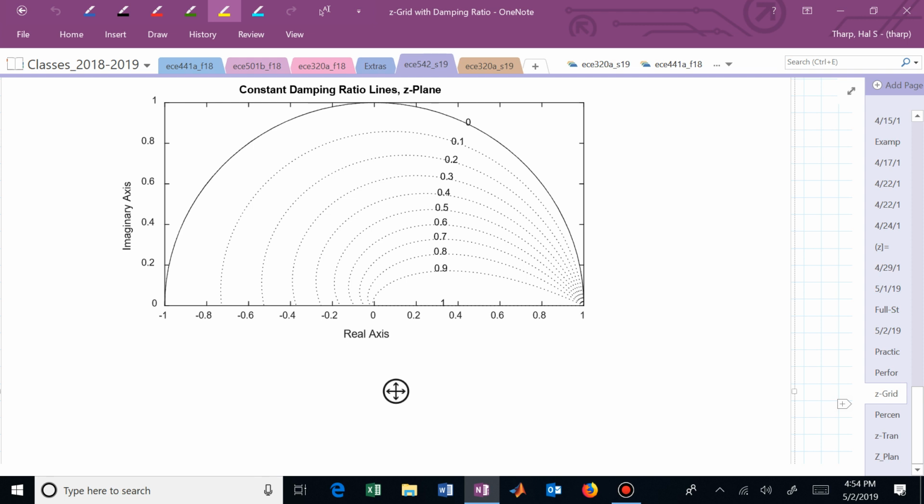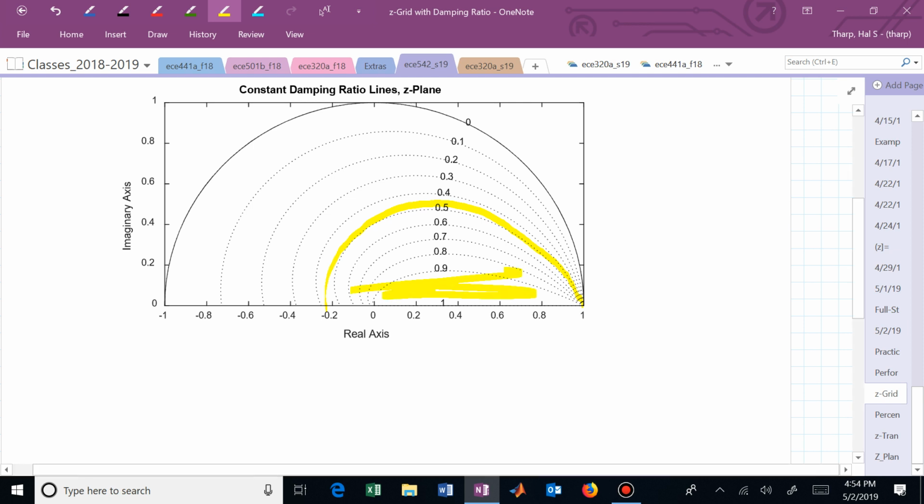No. So now what do we have? We had a zeta value of 0.45, and we want a percent overshoot of 20% or less. Which way would I shade? I would shade towards the bigger zeta value. So now I would be shading here.